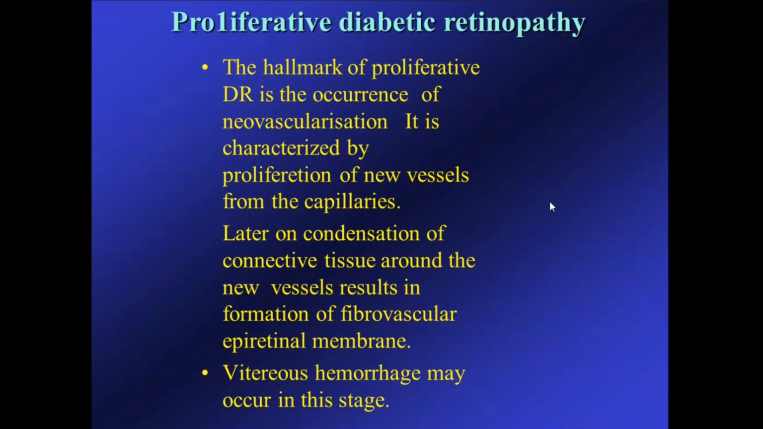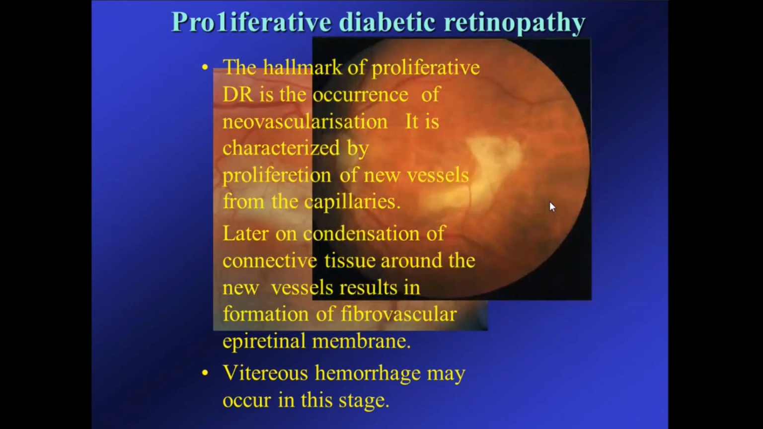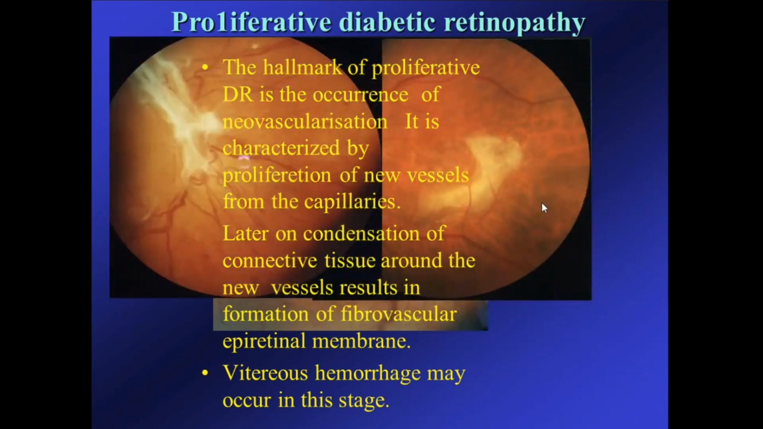Proliferative diabetic retinopathy is characterized by the appearance of neovascularization, and we can also see vitreous hemorrhages. So, neovascularization of the retina and vitreous hemorrhages are the main signs of proliferative diabetic retinopathy. Look at this example. You can't even see the optic nerve. Here you can see proliferative tissue.